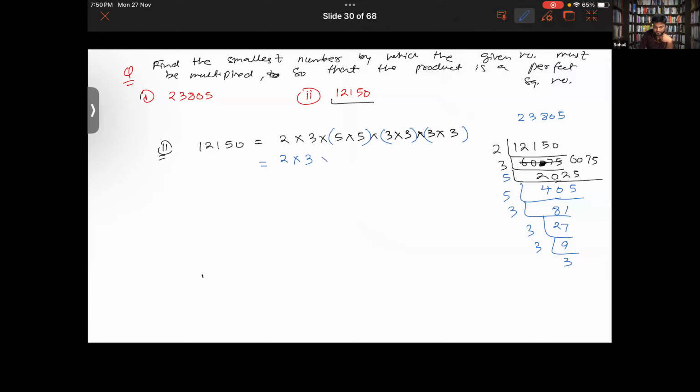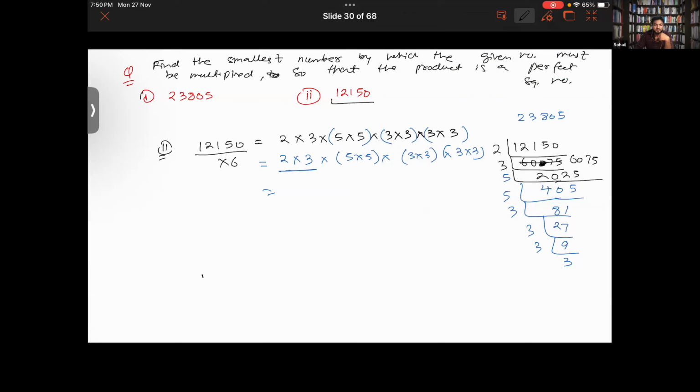Right? Boss, you are getting it now. So you are left with 6, right? So had we multiplied the number with 6 now, then I would be getting a perfect square number. Yes, sir. Hope it is clear to everyone. Or if the question was to divide, I would be dividing it with this number.